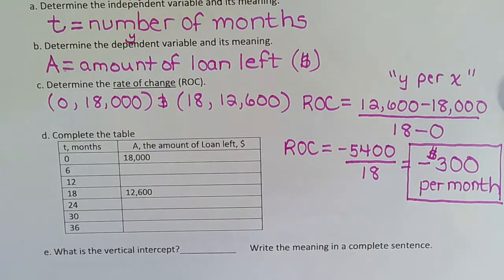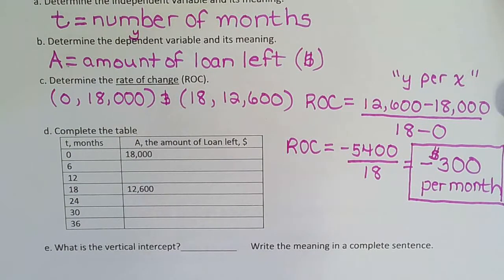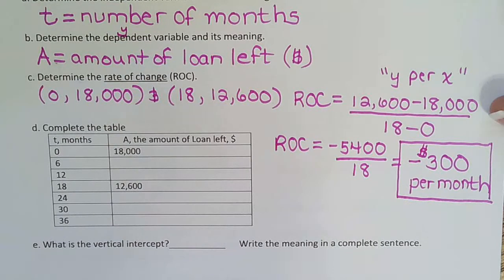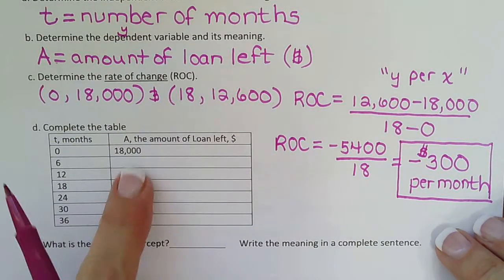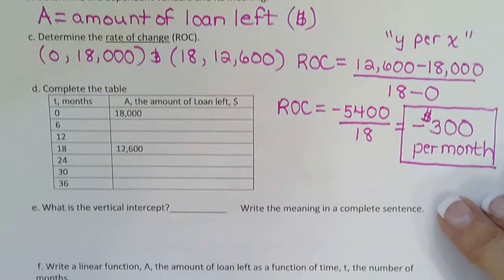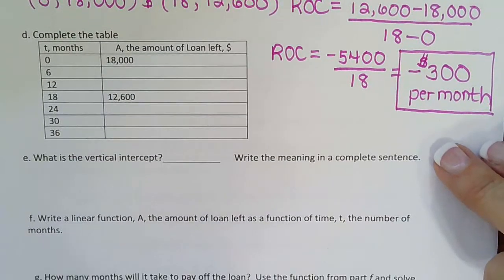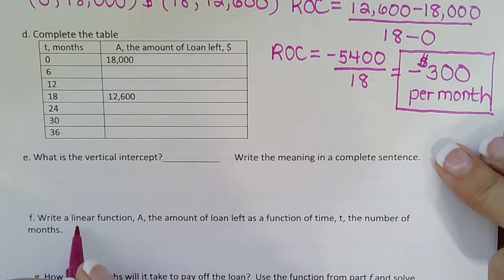So now, do you remember, this was maybe last packet or maybe 2 packets ago, either lesson 3 or 2, I said, before you fill out the table, it's so much easier to write the equation. So let's do E and F, and then we'll come back to the table, because right away I saw write a linear function, which is the same thing as write an equation.